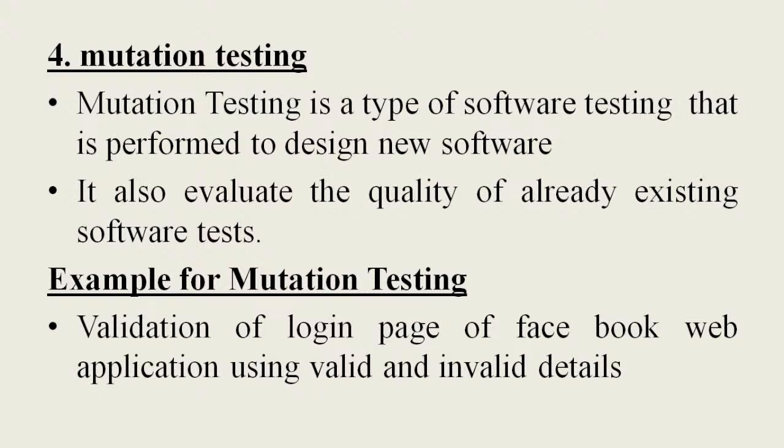So what is a real-time example of mutation testing? In order to validate the login page of the Facebook application, we can use mutation testing. This is the validation of the login page of a Facebook web application with valid and invalid details. How can we check the login details? First, we enter a valid username and valid password. In the second step, a valid username and invalid password. In the third step, an invalid username and valid password. In the fourth step, an invalid username and invalid password. For this kind of testing, we can go for mutation testing.